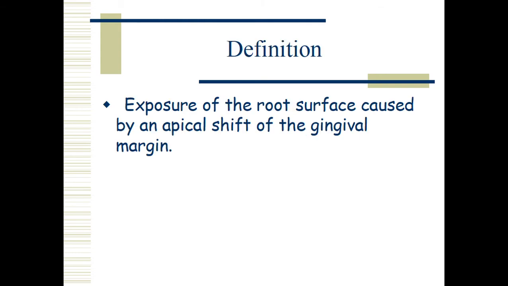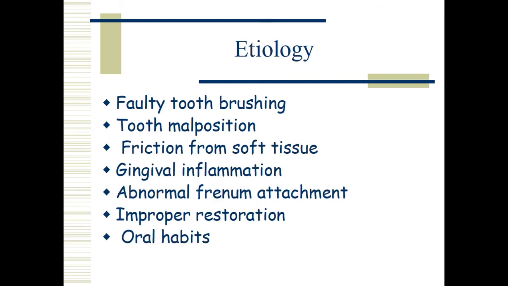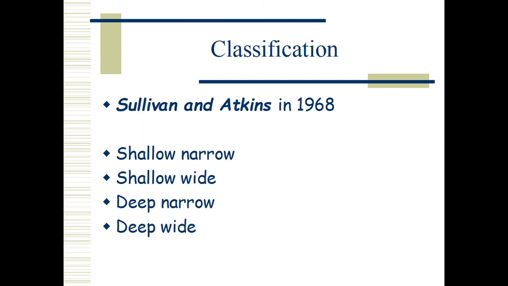Definition of gingival recession: exposure of root surface caused by apical shift in the position of gingival margin. Etiology: faulty tooth brushing, tooth malpositioning, friction from soft tissue, gingival inflammation, abnormal frenum attachment, improper restoration and other oral habits. Classification according to Atkin and Sullivan in 1968: shallow narrow, shallow wide, deep narrow, deep wide.